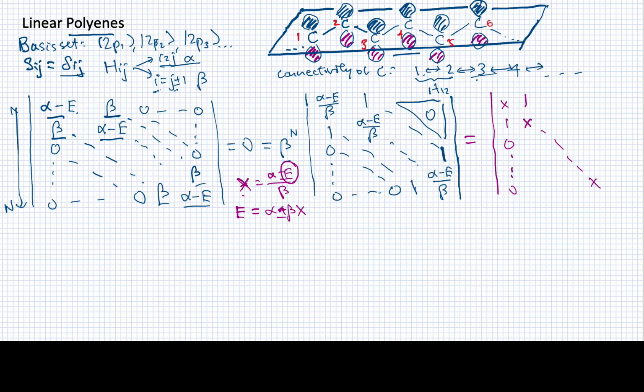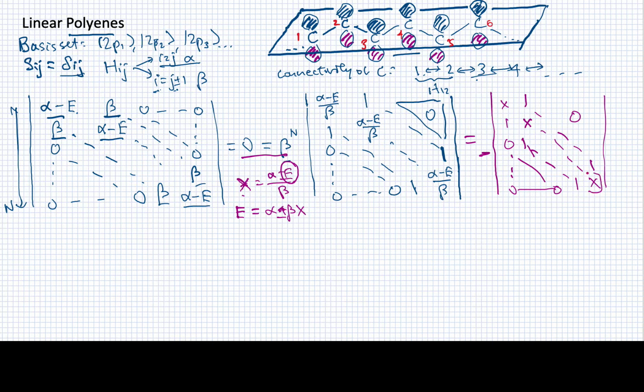All of the diagonal elements will be x. All of the elements 1 off of the diagonal will be 1. And everything else in this determinant would be zeros. And you notice I've left off the beta in front of here. Well, this whole thing is equal to 0, so I can just divide both sides by beta to the n and get rid of it.